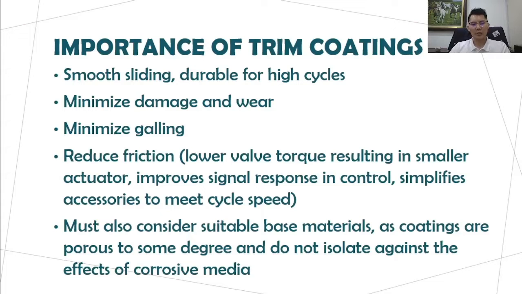A smaller actuator means improved signal and response in the controlling, as well as in the complete assembly, because a smaller actuator will be lighter and also simpler. A larger actuator would need a higher stroke volume. By using a smaller one, you simplify the accessories required to meet your cycle speed. For example, you don't need an air operated valve or a quick exhaust valve and so on.